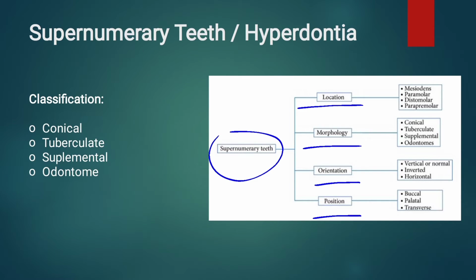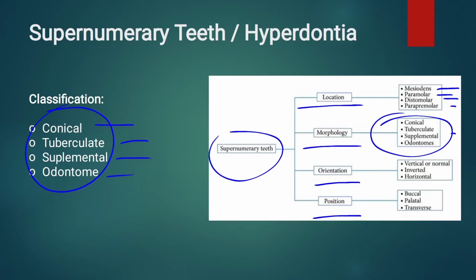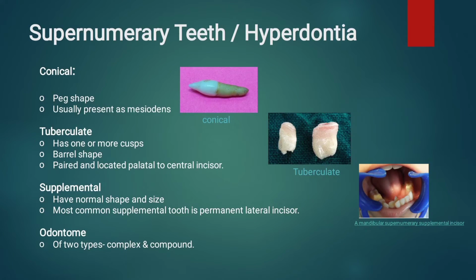On the basis of location, it is mesiodens, paramolar. We will discuss them individually. Now, first discuss morphology. On the morphological basis, there is conical, tuberculate, supplemental, odontome. Let's study conical. Conical is cone shaped. You can see it is peg shaped or cone shaped, usually present as mesiodens.